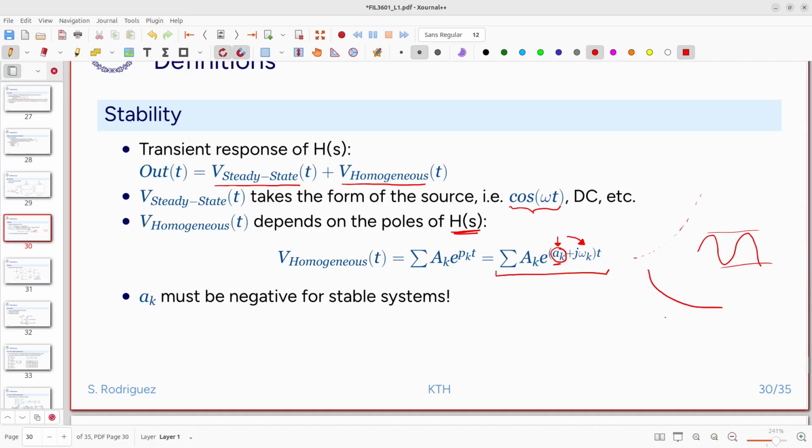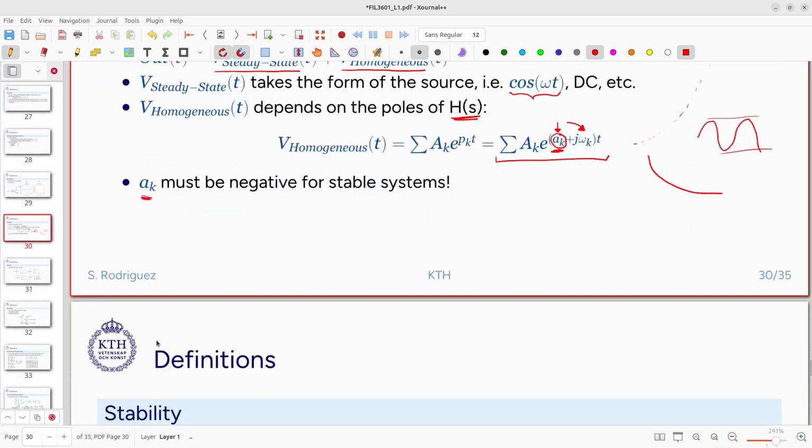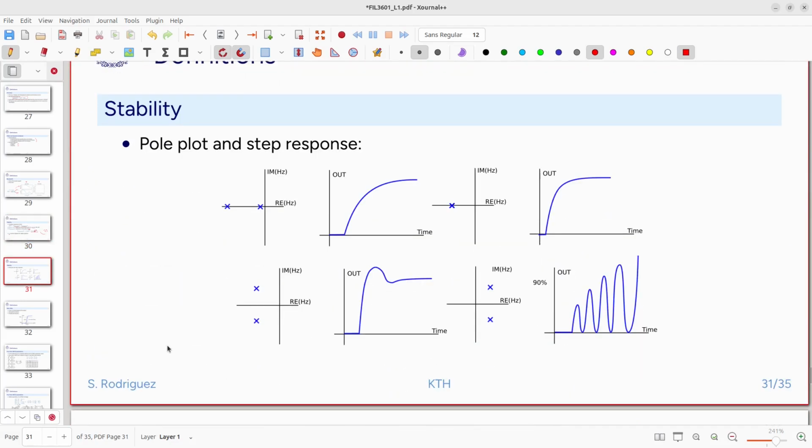Okay, so this is something that we have to be careful about, because this has to be negative for a stable system, and in an amplifier we are interested in having a stable system. When we make oscillators, then we will need this to be positive, but most of the time when we are talking about analog design, amplifier design, it must be negative. So, a couple of examples. We have a pole plot. We have two poles in the left-hand side.